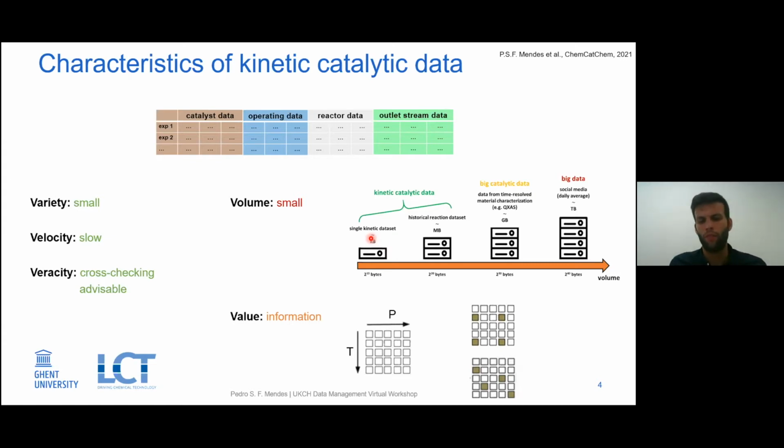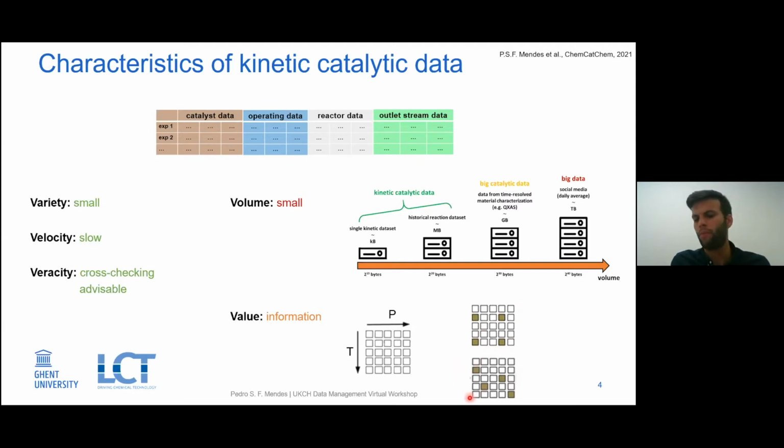Then the last V, it's value. And in kinetic data, as in most scientific data, this is about information. So information is not directly proportional to the volume of the data, to the number of data points. For instance, you can simply think about experimental design. If you would design an experiment changing temperature and pressure, if you do this in a purely linear way or a pure symmetrical distribution, you might be missing the most informative data points because most effects in catalysis are not linear or are non-linear.